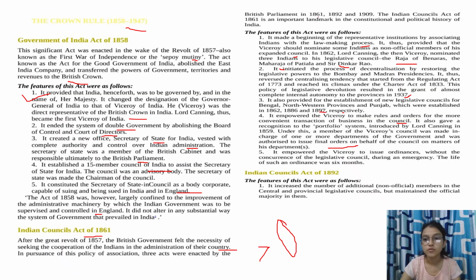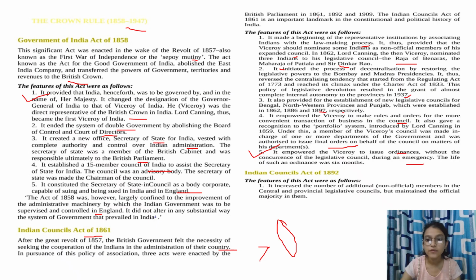It empowered the Viceroy to issue ordinances, its rule-making power, without the concurrence of the Legislative Council during an emergency. The life of such an ordinance was 6 months. So it is a point relatable to emergency when we have the Indian Council Act of 1892. So these are the features.